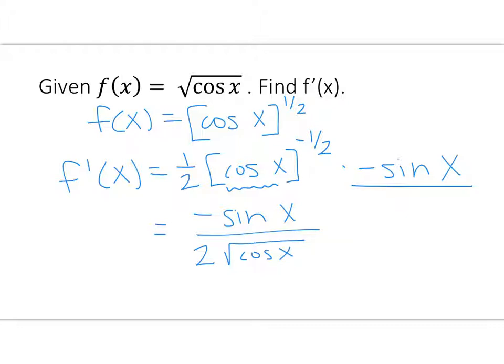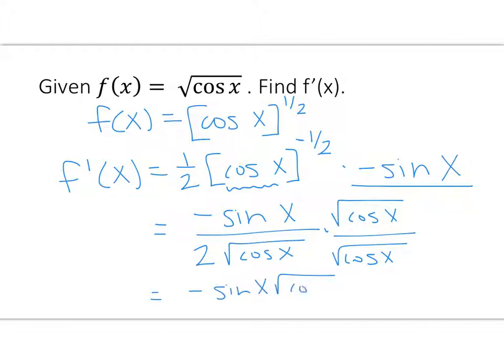Now I'm not really allowed to have radicals in denominators, so I would multiply by square root of cosine x over the square root of cosine x. So now I have negative sine x square root cosine x all over 2 cosine x. I could clean that up and say it's negative 1/2 tangent x square root of cosine x. It depends on the problem how far you actually have to keep going with that simplification. Either of those would be acceptable.